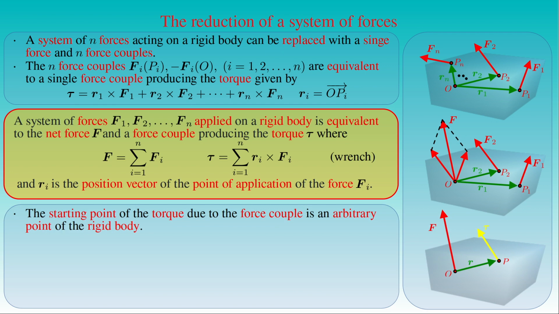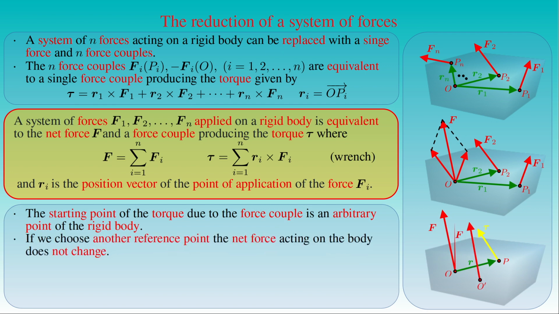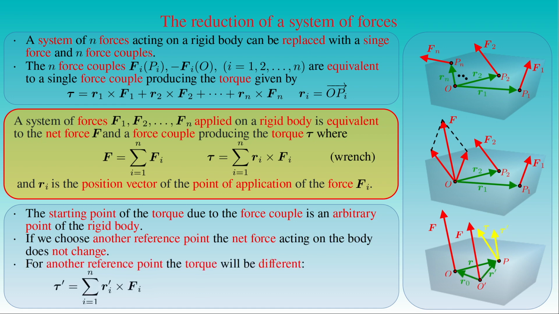We have also shown that the choice of another reference point O' still gives the same net force F but results in a different torque τ'. The torque is given by the sum of the cross products of the position vector Ri' and the force Fi from i equals 1 to n, where Ri' is the position vector of the point of application Pi of the force Fi with respect to the new reference point O'.